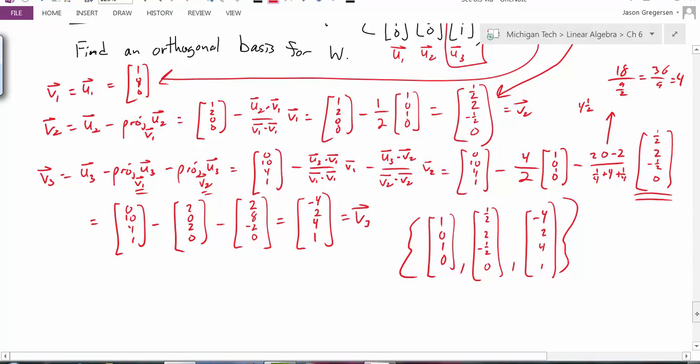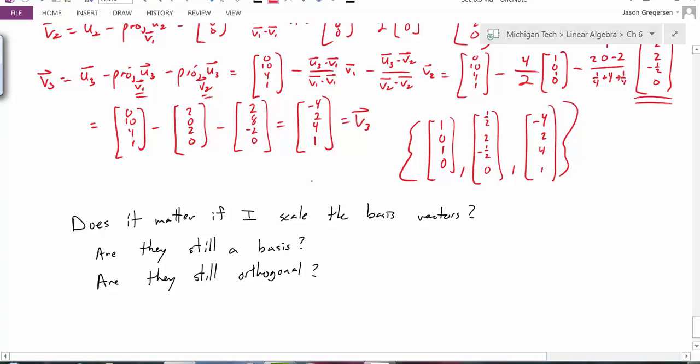Now the last question we'll ask real quickly is, does it matter if I scale my basis vectors? So I have my new basis, my new v1, v2, and v3. And if I took v1 and multiplied it by 2, for instance, would that still span the same space? It would. So are they still a basis? Yes, even if I scale them. Are they still orthogonal? Well, if v1 dot v2 is equal to 0, then 2 times v1 dot v2 is also equal to 0, because of the associative property of scalar multiplication, so I can do that product first, and then 2 times 0 is just 0. So yes, they will still be orthogonal. So I can scale these things and not change the fact that they're an orthogonal basis.